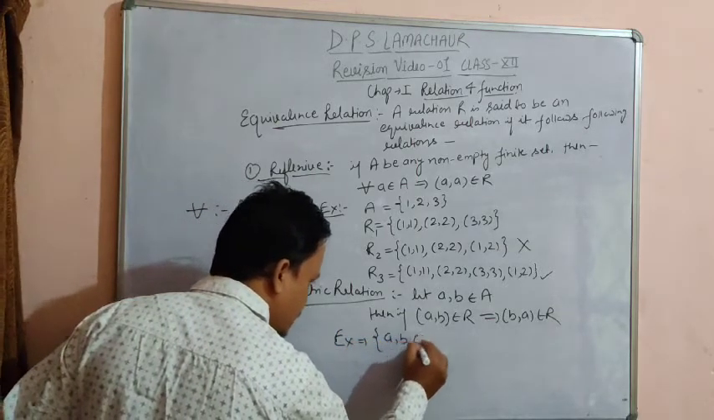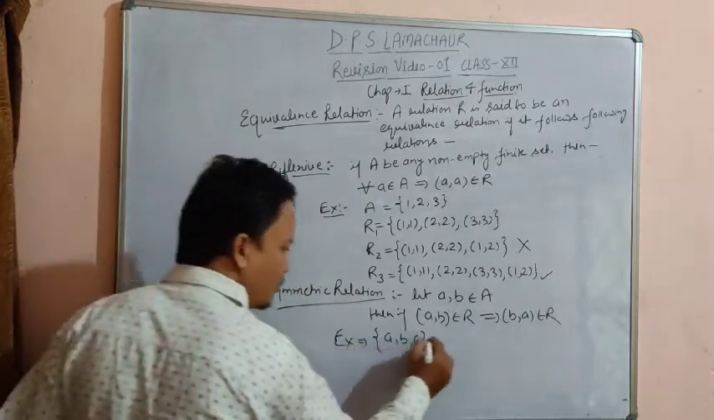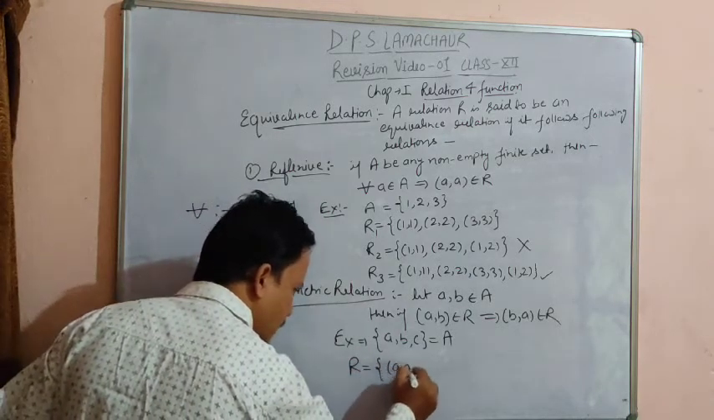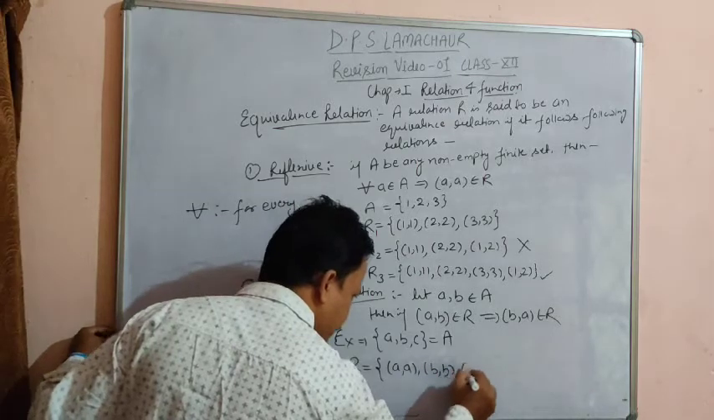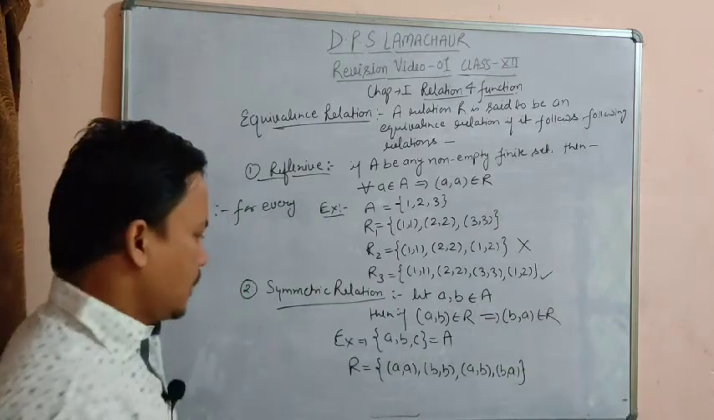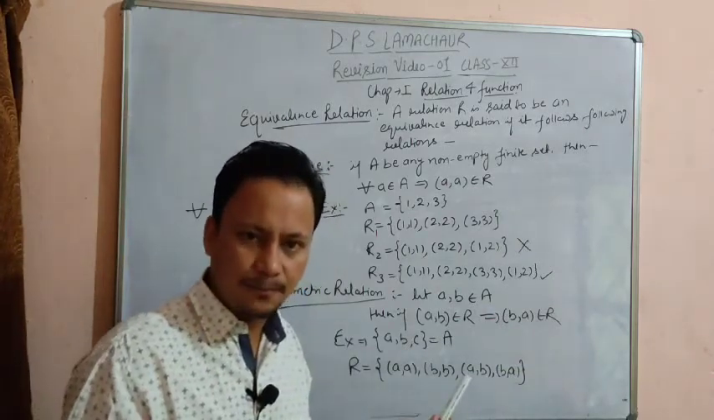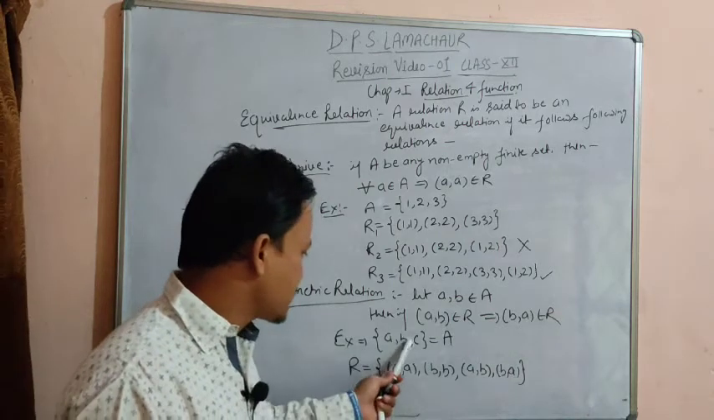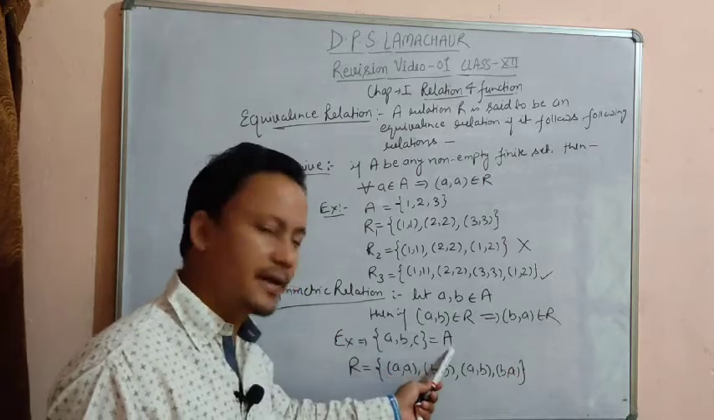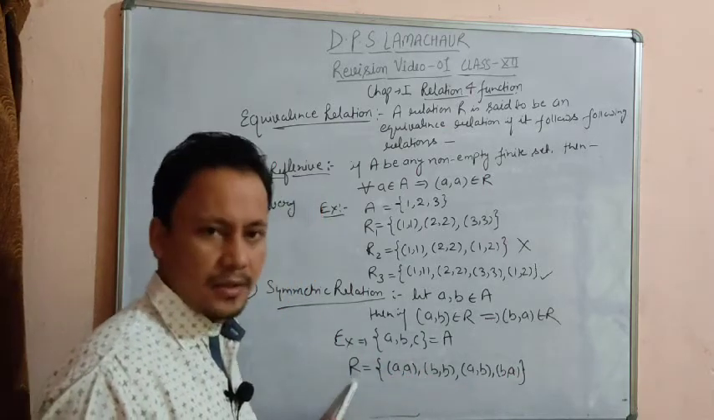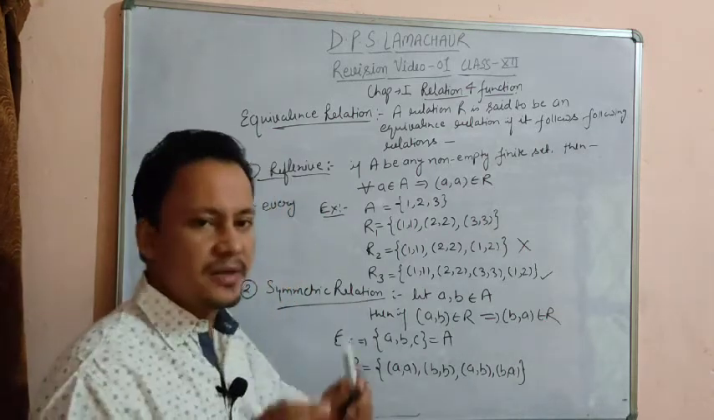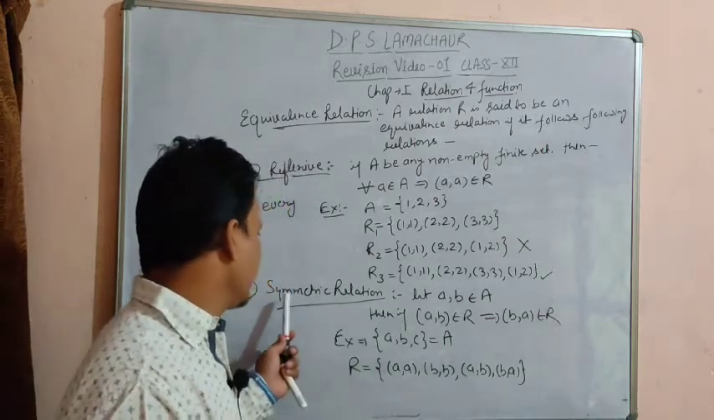Suppose a, b, c are any three elements of any non-empty finite set A. Then since we have a comma a, b comma b, a comma b and b comma a. Now check it. We are not defining reflexive here, so we don't have c comma c, and it doesn't matter. It is not reflexive because c is in the set A, but c comma c is not in the relation R. But here we are going to define symmetric relation, so our full focus will be on symmetric relation.